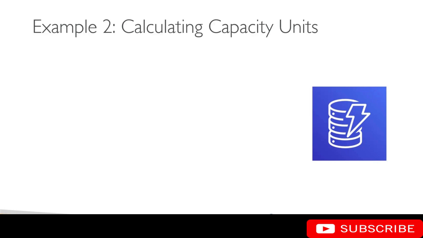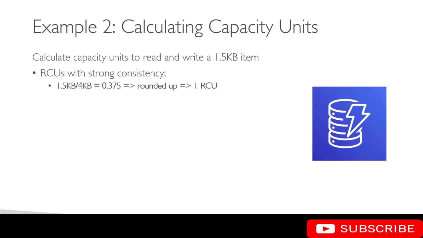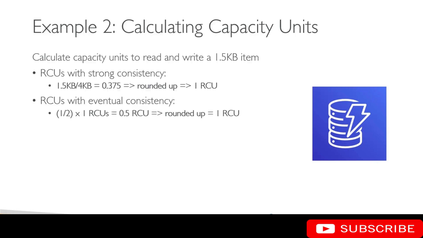Let's take another example. Calculate capacity units to read and write a 1.5 KB item. So with strong consistency, you will require 1.5 by 4, that's 0.375 units. So rounded up, you will require 1 RCU to read a 1.5 KB item. Similarly, if you use eventual consistency, then half of 1 RCU is 0.5. When rounded up, it also comes up to 1 RCU. So for smaller items, strong consistency and eventual consistency would be more or less similar.